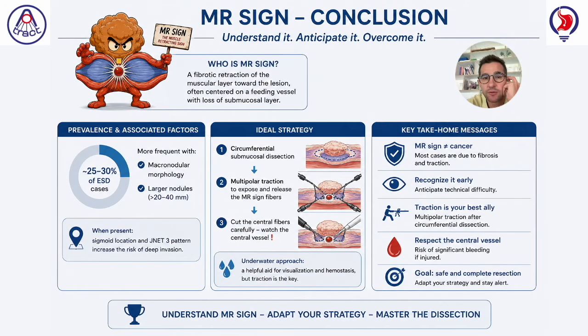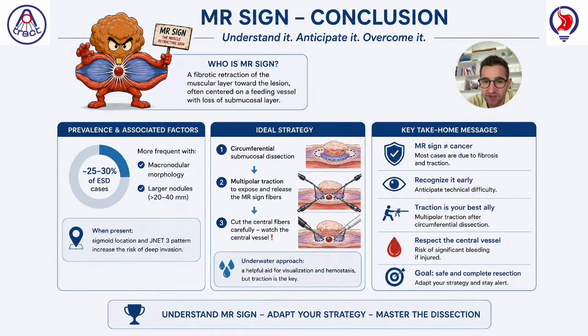In conclusion, the muscular retracting sign is something difficult to deal with, so it's not an ESD for beginners and for non-expert people. The definition could be a fibrotic retraction of the muscular layer toward the lesion, often centered on the feeding vessels with loss of submucosal layer, and we see it more frequently with macronodular lesions, particularly when nodules are larger than 20 to 40 millimeters. Please be careful if you have geometric pattern and sigmoid location, because the rate of deep invasion is really high.